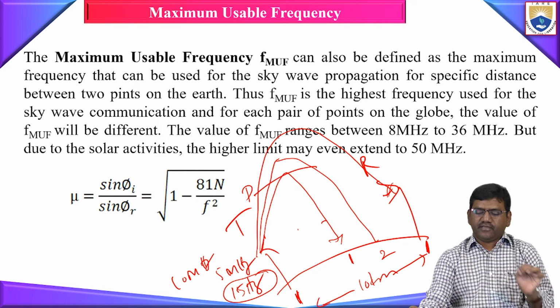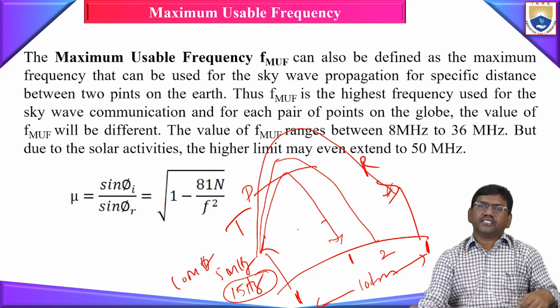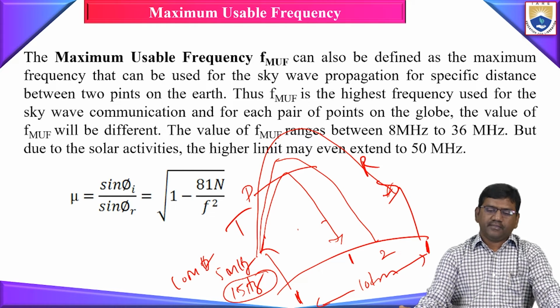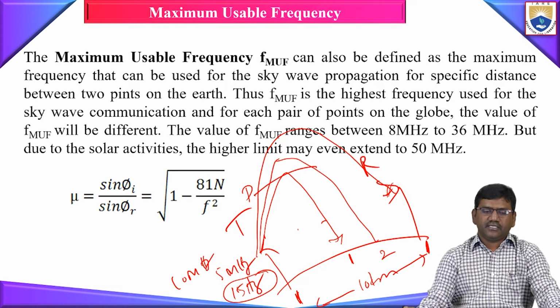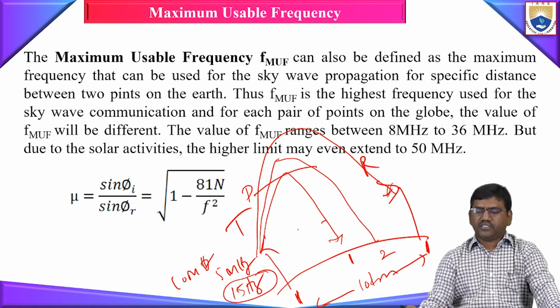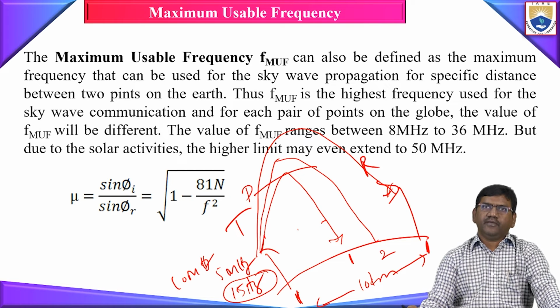It reaches the receiving antenna. So we call it the MUF, that is the maximum usable frequency. The maximum usable frequency is defined as the maximum frequency that can be used for skywave propagation for a specific distance between 2 points on the earth. It is the highest frequency for skywave communication, and for each point on the globe the value of f MUF will be different.